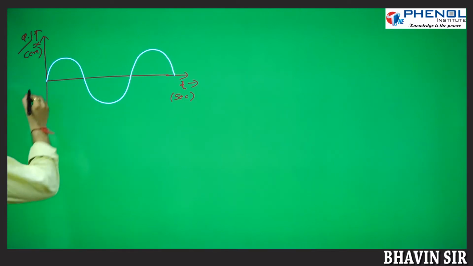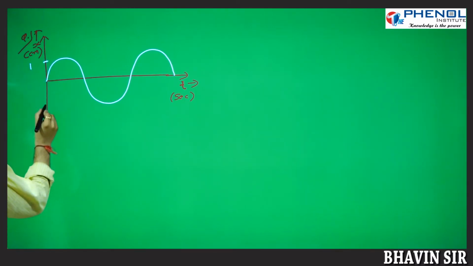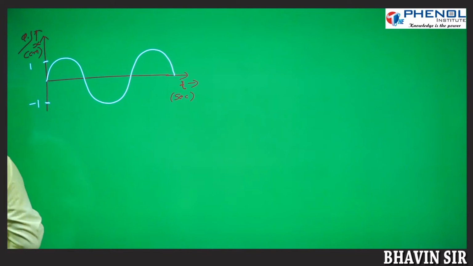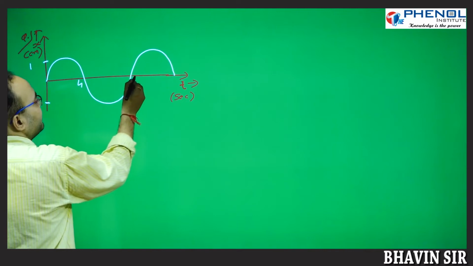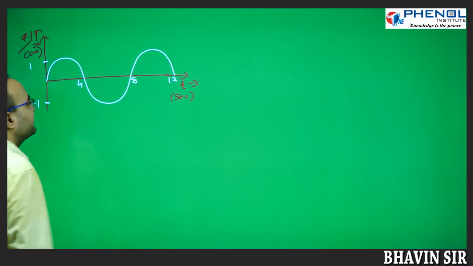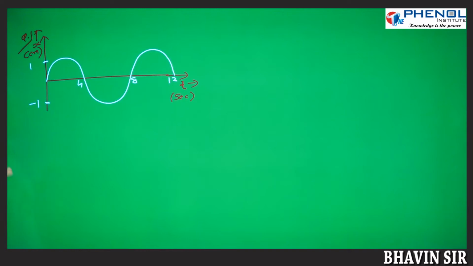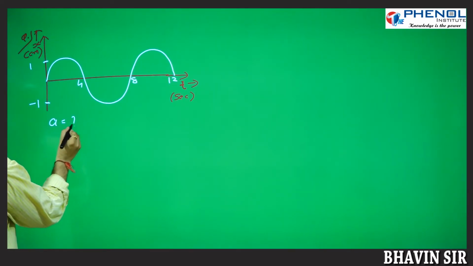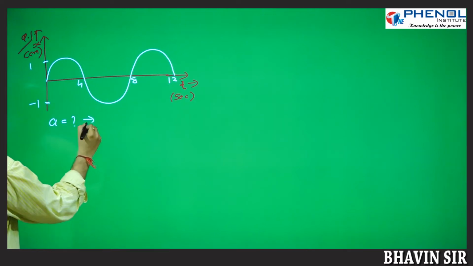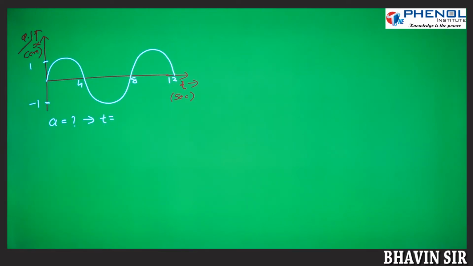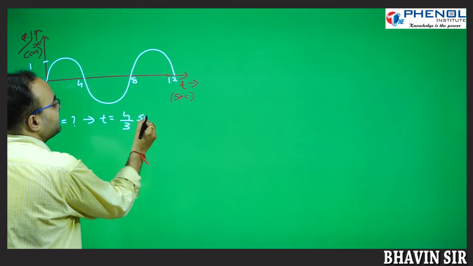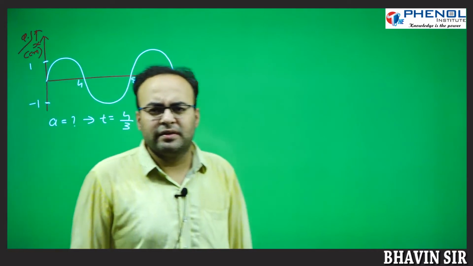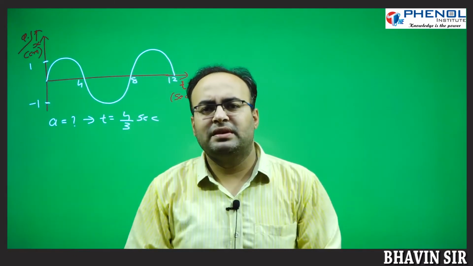The graph here shows 1 and minus 1, with times 4, 8, 12 seconds. This is the displacement versus time graph. Now students, we want to find the acceleration when time is 4 by 3 seconds. The graph of displacement versus time is given.